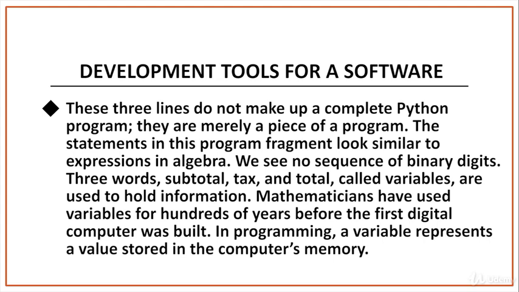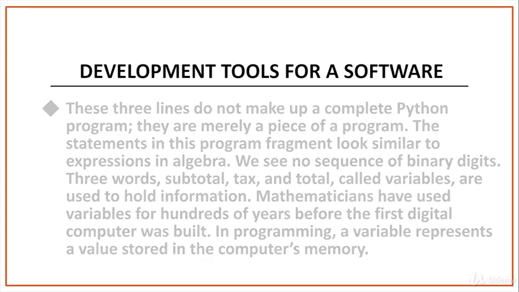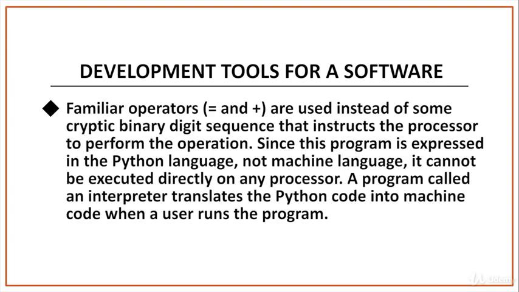Mathematicians have used variables for hundreds of years, even before the first digital computers were built. In programming, a variable represents a value stored in the computer's memory. Familiar operators, such as equals and plus, are used instead of some cryptic binary digit sequence that instructs the processor to perform the operation. Since this program is expressed in the Python language, not machine language, it can't be executed directly on any processor. A program called an interpreter translates the Python code into machine code when a user runs the program.